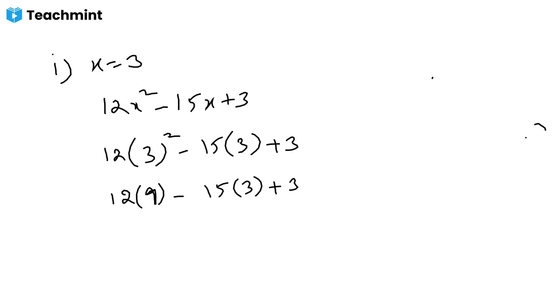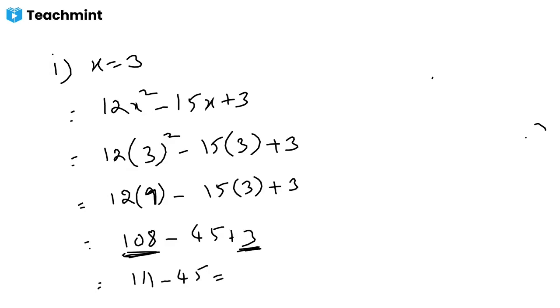So here what we'll get? 12 nines are 108 minus 15 threes are 45 plus 3. So now add the like terms. Like terms are 108 and 3. Both have the same sign, so that will be 111 minus 45. Now they have become unlike terms. This is plus, this is minus. So we have to subtract. After subtracting, we'll get 66. But that will be positive because the greater number's sign is plus.